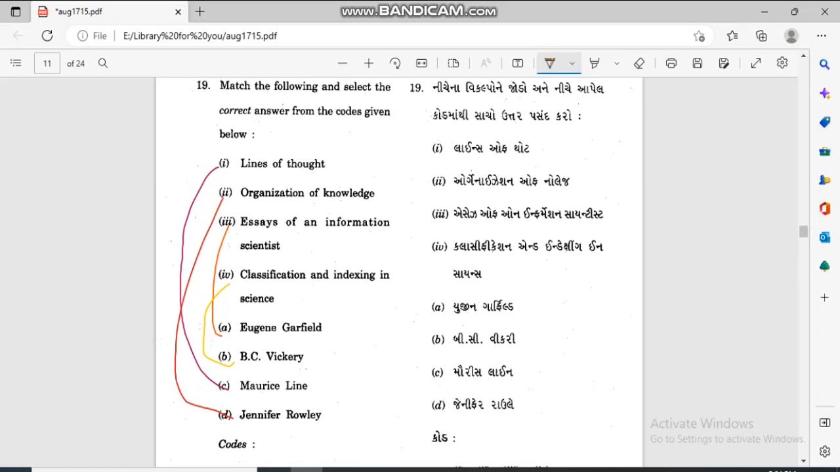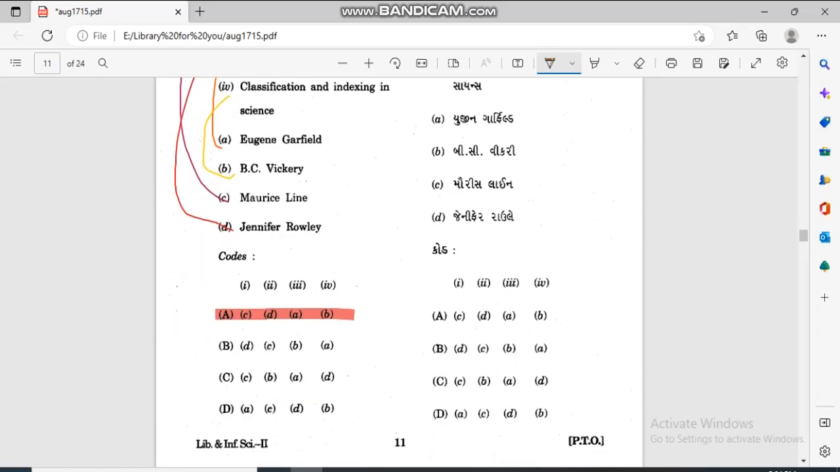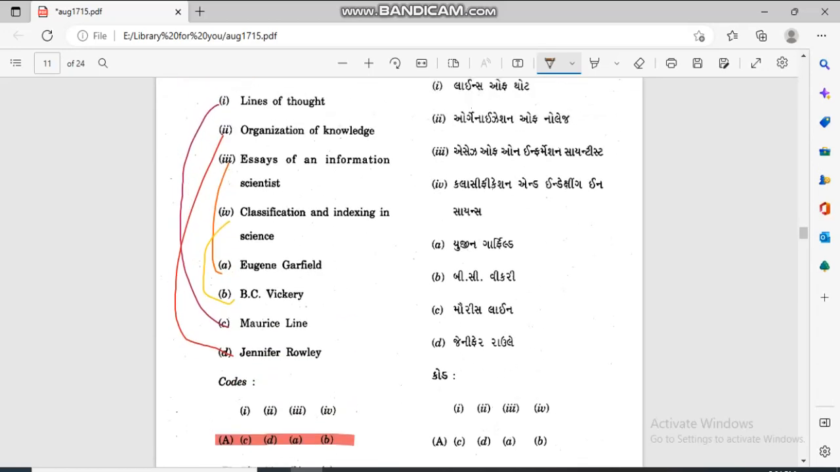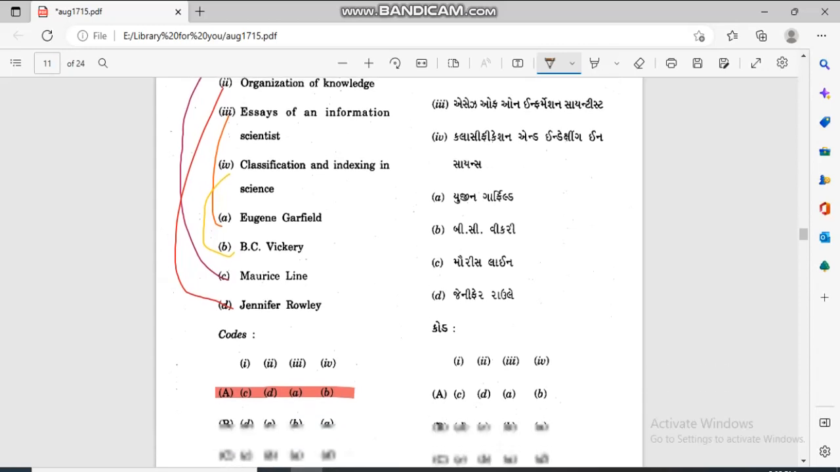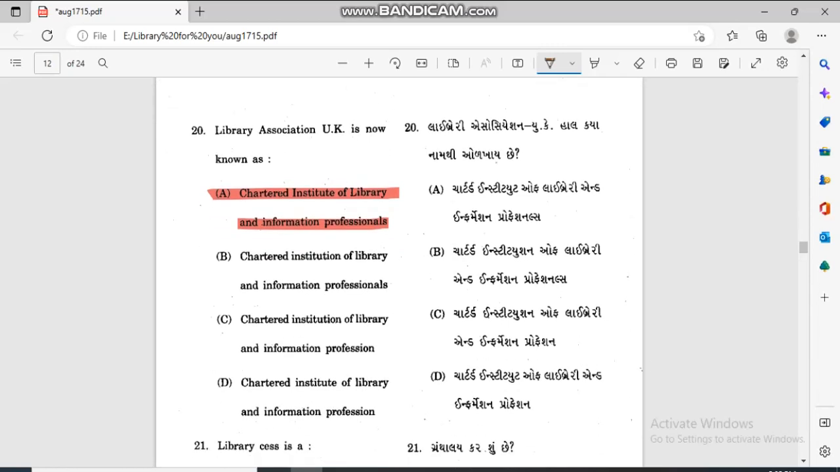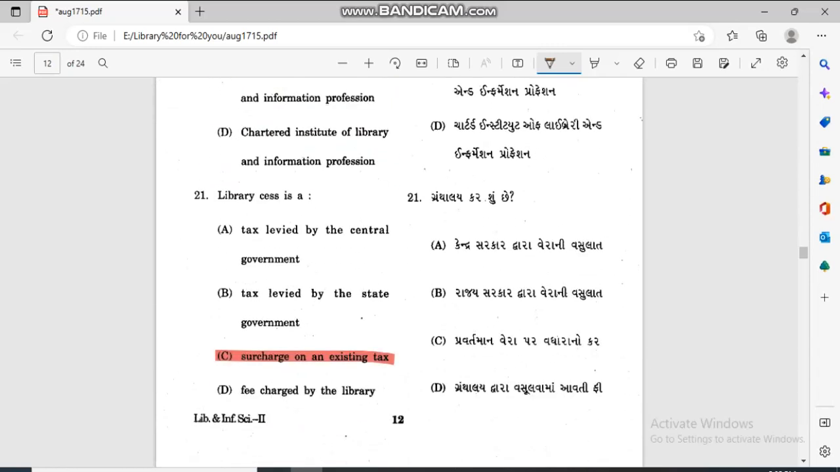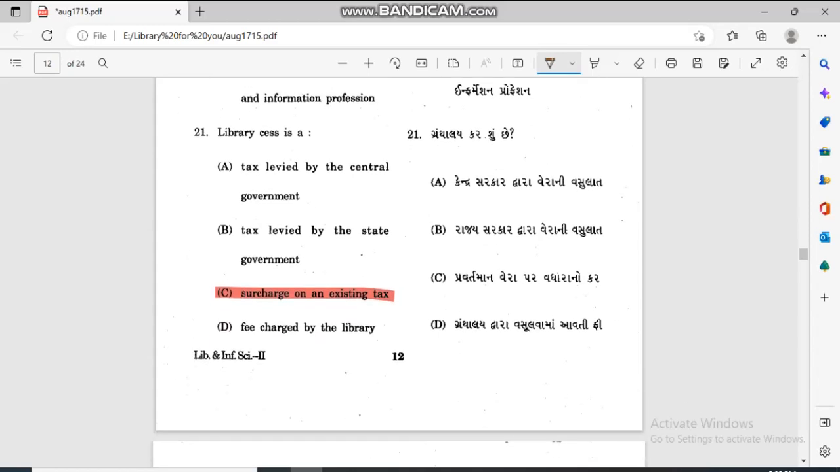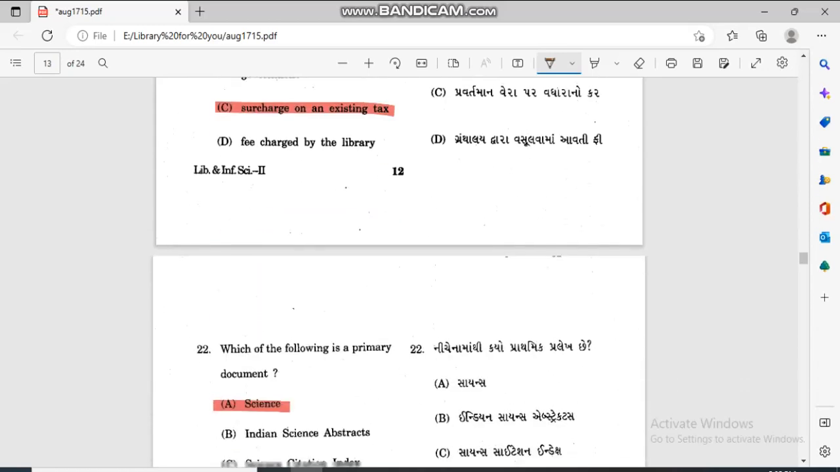Match the following and select the correct answer from the codes given below. The answer is A. First, Lines of Thoughts on Organization of Knowledge, Jennifer Rowley; Essay of an Information Scientist, E. Garfield; Classification and Indexing in Science, B.C. Vickery. Library Association is known as Chartered Institute of Library and Information Professionals. Library cess is a surcharge on an existing tax.